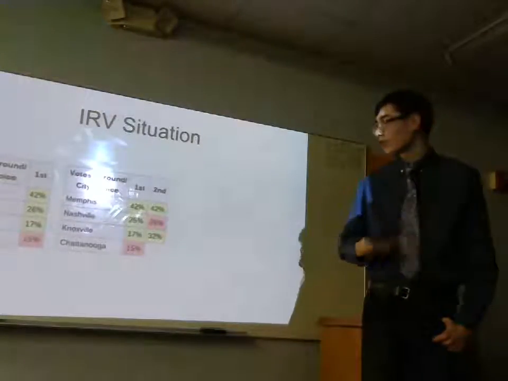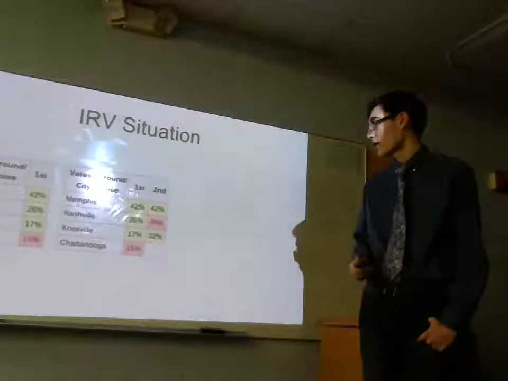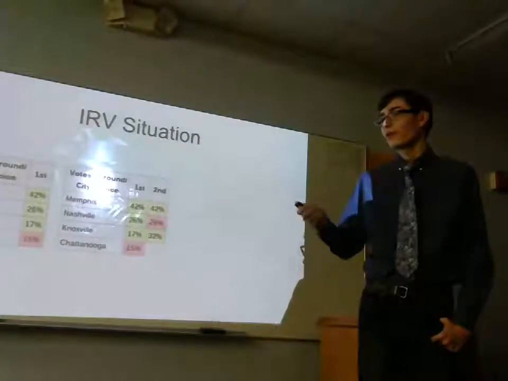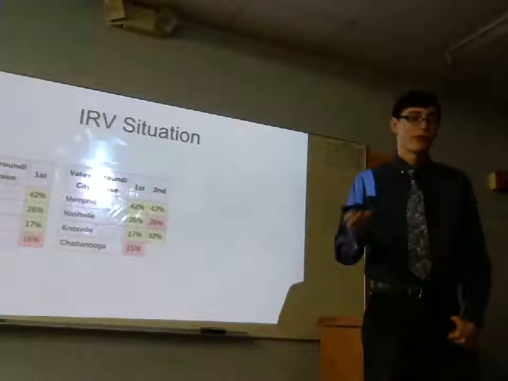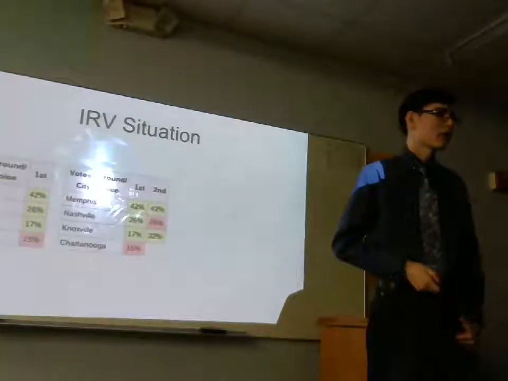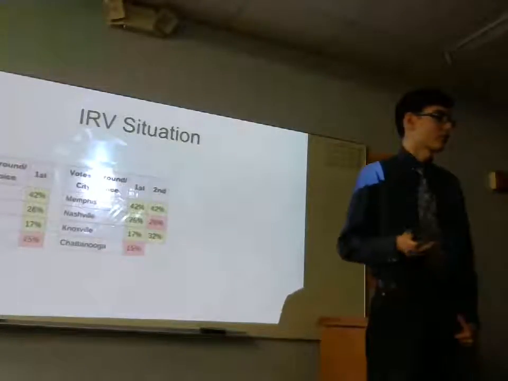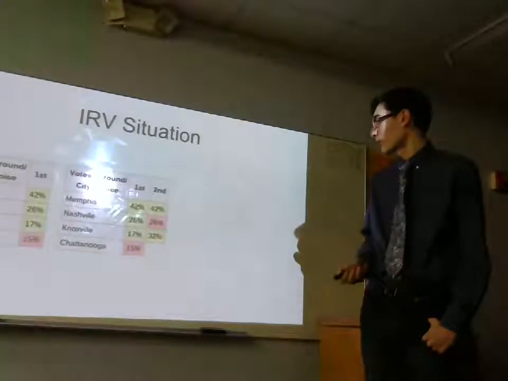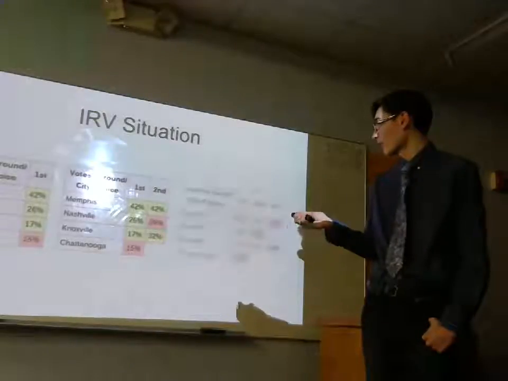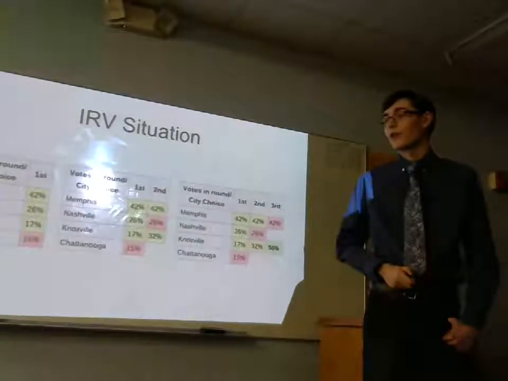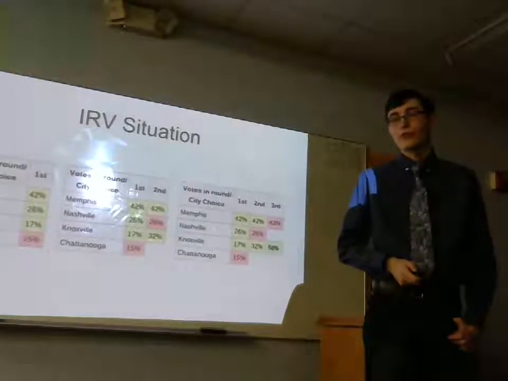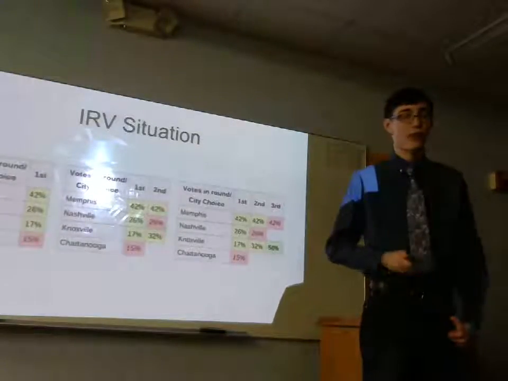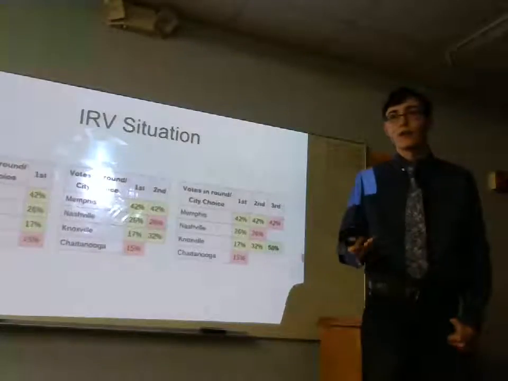But for people who listed Nashville as their first choice city, that 26% would go to their second choice city, which would be Chattanooga. But since Chattanooga is eliminated, that 26% goes to their third choice city, which would be Knoxville. So in the third and final round of the instant runoff voting, Knoxville would have 58%, which would achieve an absolute majority and solve the problem of having a plurality.